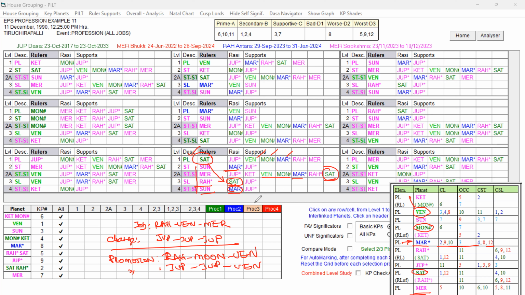Now that I said the native got a job in Rahu Dasa, look at Rahu. In Rahu Dasa, Mercury Bhukti, the Bhukti Lord is Mercury and the Dasa Lord is Rahu, right? How come Rahu Dasa, Venus Bhukti supported the job prospects? Look at Rahu, which are the favorable key planets making that Dasa Lord supportive for job prospects.